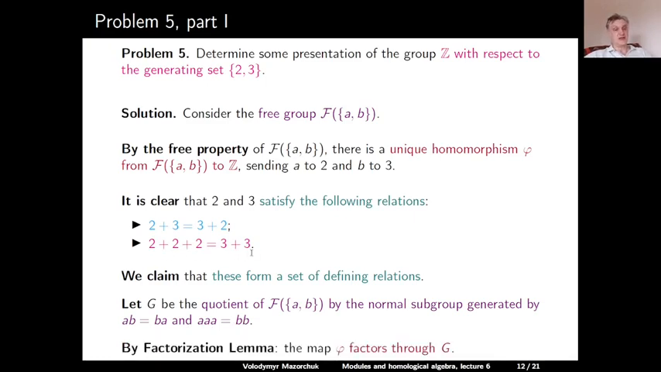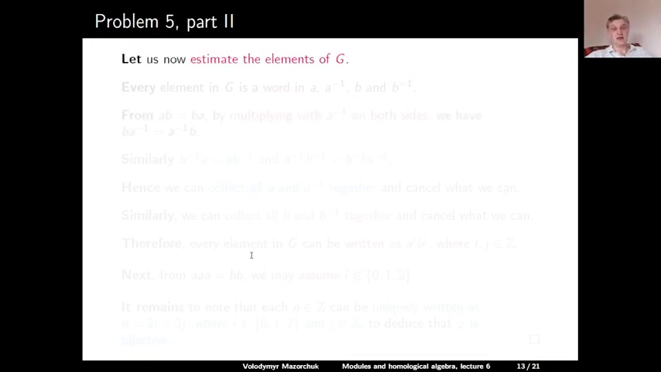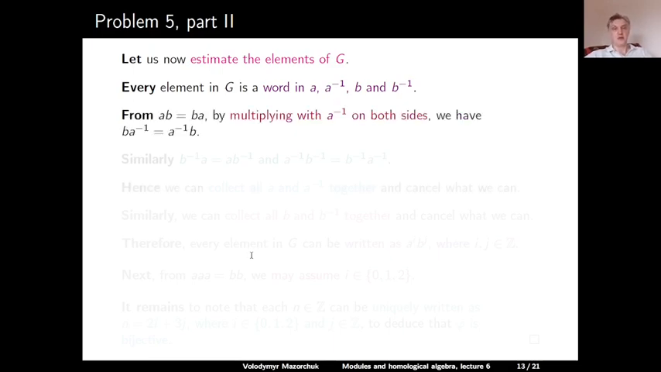So by the factorization lemma, just as in one of the previous problems, the map phi factors through G. So what do we want to prove? We want to prove that G is isomorphic to Z. So this factorization is actually an isomorphism. For this, let us now estimate how many elements the group G has. Every element in G is a word in A, A inverse, B, and B inverse. That's from the definition. But A and B commute.